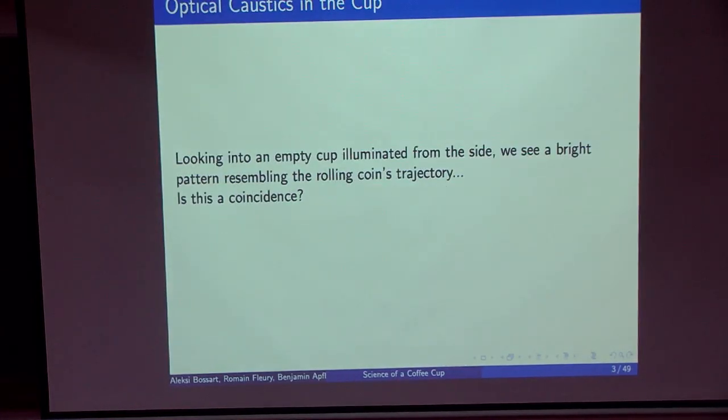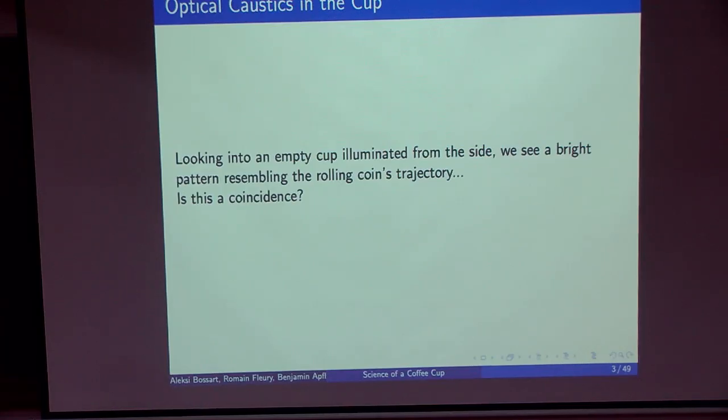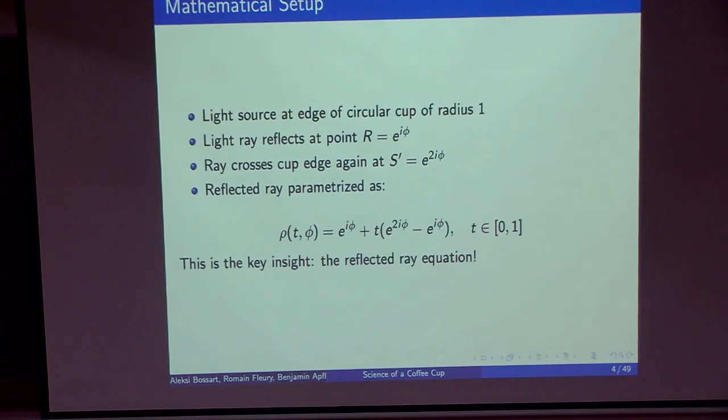Looking into an empty cup illuminated from the side, you see a bright pattern resembling the coin's trajectory. Third thing, a question we really want to answer: is this a coincidence? Okay. Let's look at the light pattern.